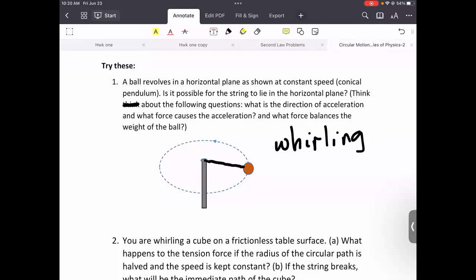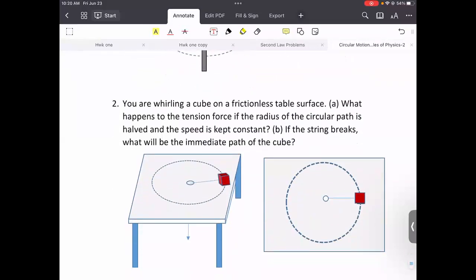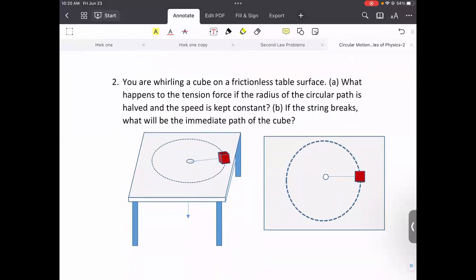So think about it. Question number 2 is similar to what we discussed. You are whirling a cube on a frictionless table surface. What happens to the tension force if the radius of the circular path is halved and the speed is kept constant? B, if the string breaks, what will be the immediate path of the cube? You can show that on the diagram here.